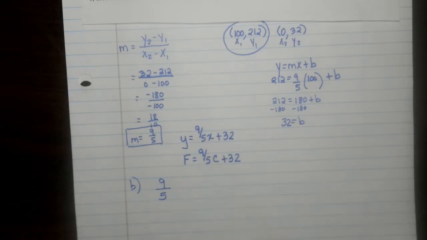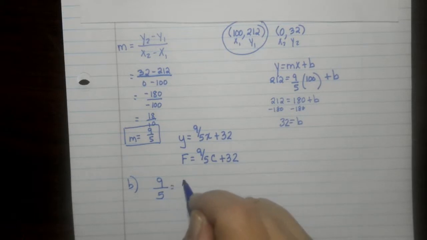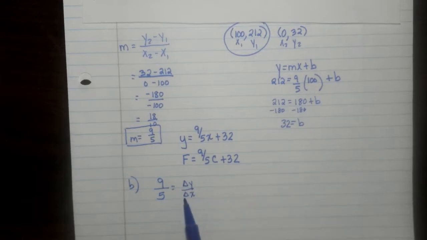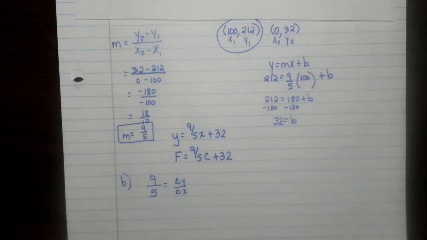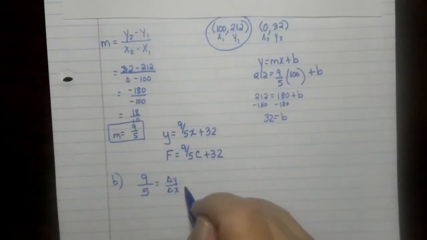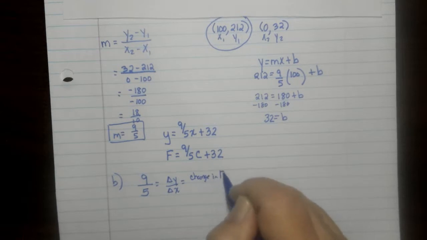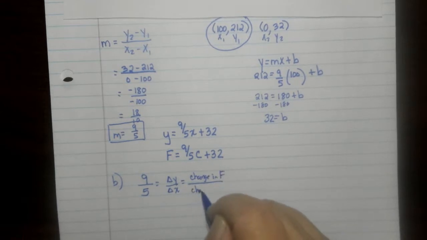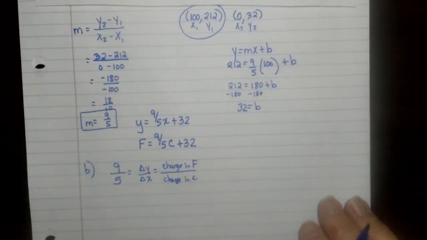So we know we have an equation for slope, but the meaning of slope is change in y over change in x. Remember, that little triangle is delta. It's a Greek letter, and it means change in. Change in y over change in x. Well, again, going back to what my variables are, that's my change in Fahrenheit over my change in Celsius. So what does the slope mean in this context?